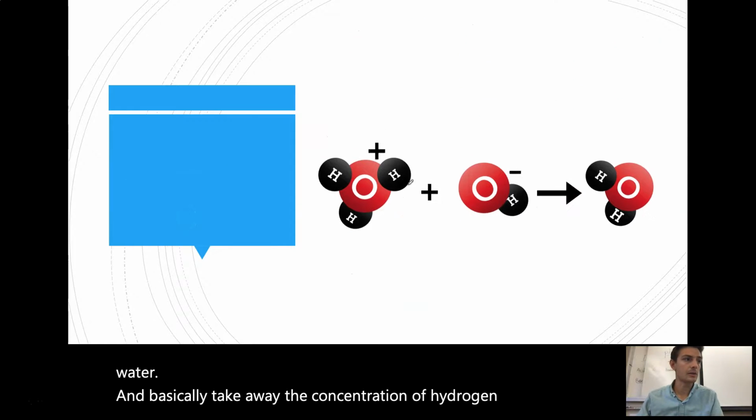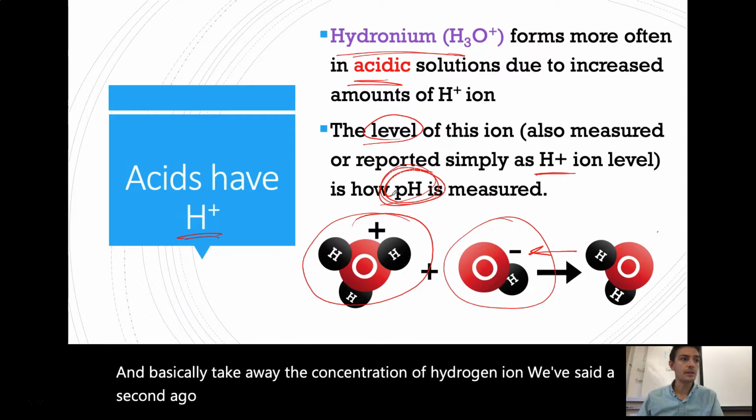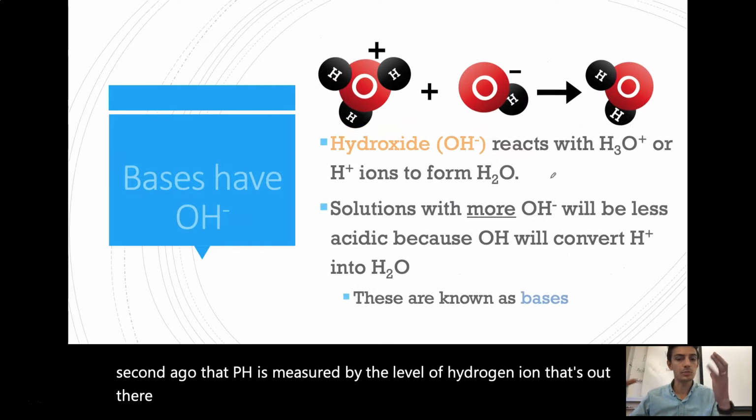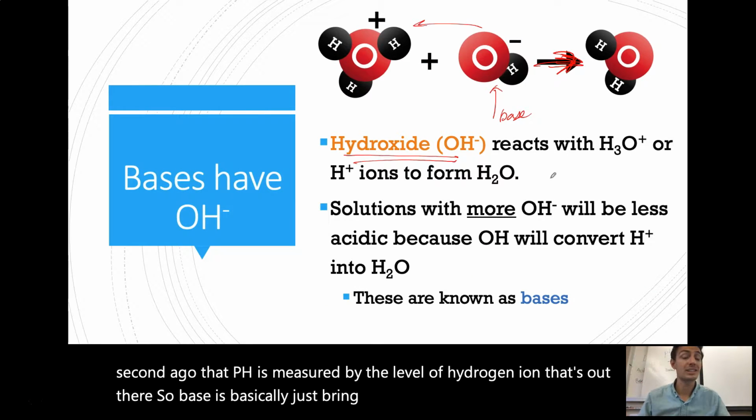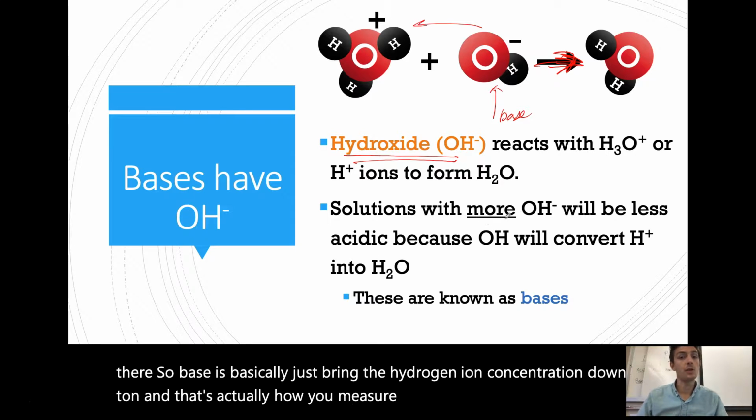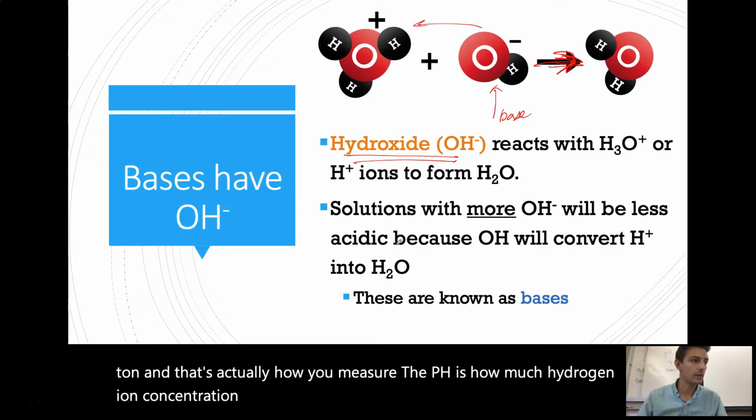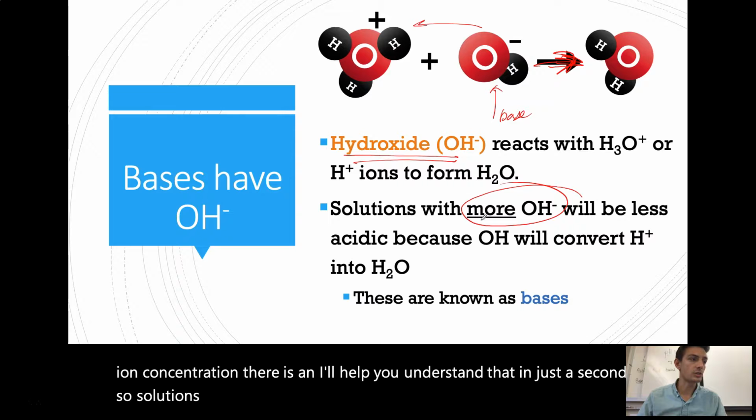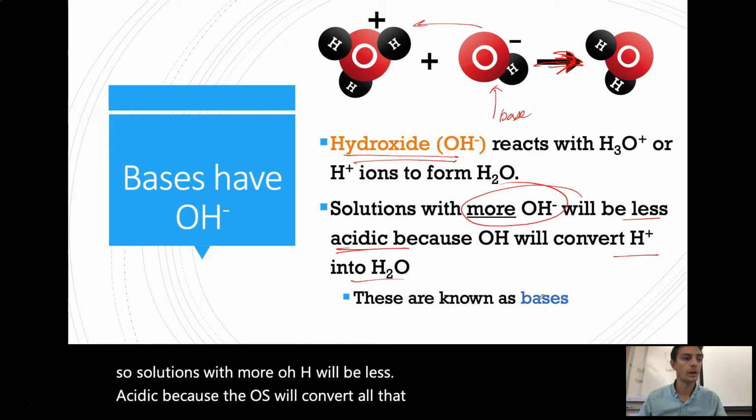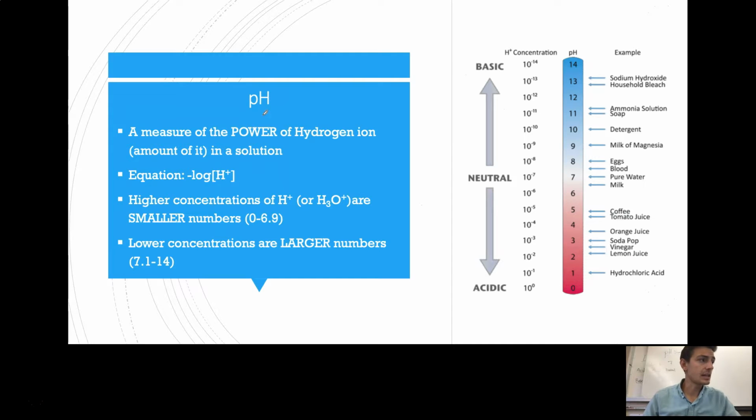And we said a second ago that pH is measured by the level of hydrogen ion that's out there. So bases basically just bring the hydrogen ion concentration down a ton. And that's actually how you measure the pH, is how much hydrogen ion concentration there is. And I'll help you understand that in just a second. So solutions with more OH will be less acidic because the OH will convert all that hydrogen ion to water. So pH is essentially the power of hydrogen ion that's in the solution, the amount of it.